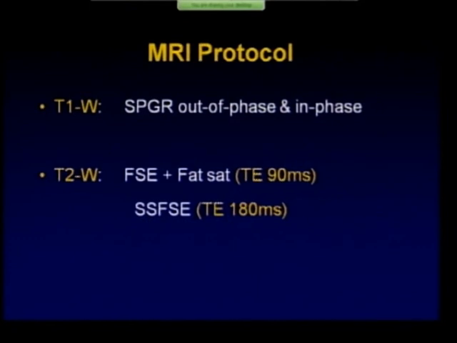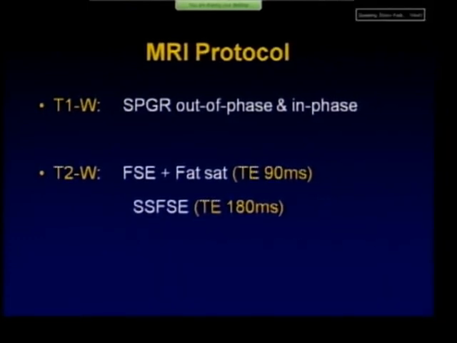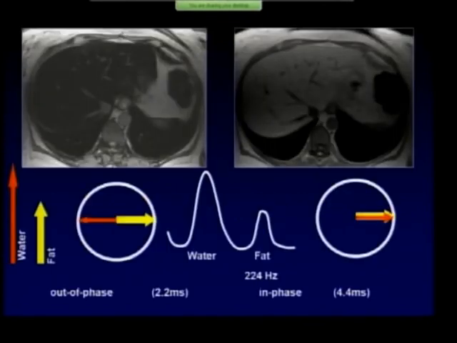The protocol, as we know, T1 weighted out of phase and in phase images are employed in liver almost always. And T2 weighted images, we can use fast spin echo imaging with or without fat saturation, and then single shot fast spin echo imaging. One is with shorter echo time and the other is with almost double the echo time, 180 milliseconds, and I'll discuss those.